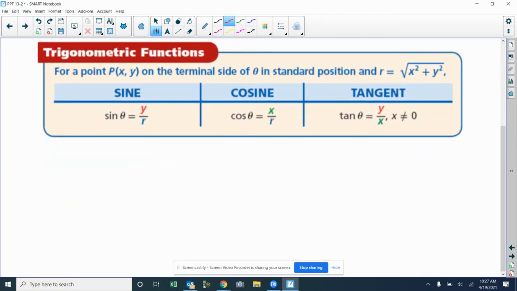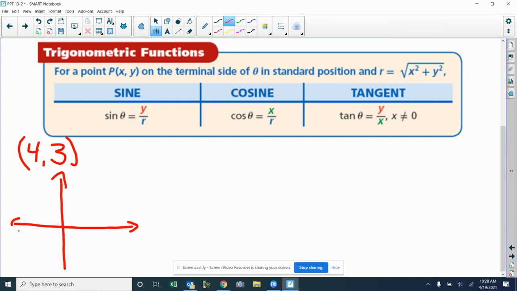Given a point with x and y coordinates, you're going to find sine, cosine, tangent, cosecant, secant, and cotangent. Here is the part that is a little bit harder today, but not ridiculous. So we're going to have the point x at 4, y at 3. We're going to graph that point. X is 4, y is 3. Puts us somewhere in this neighborhood right here. Would you agree?